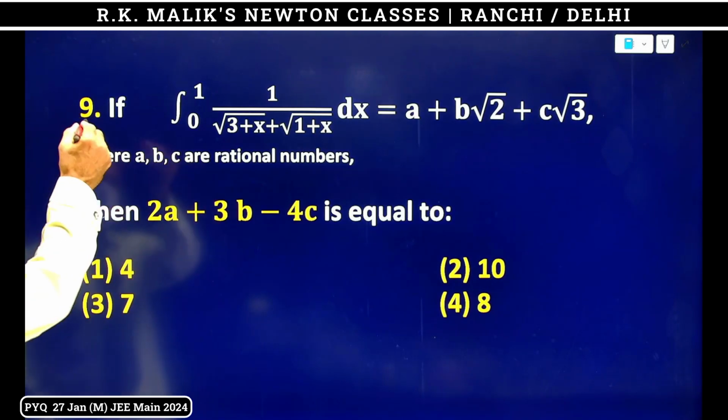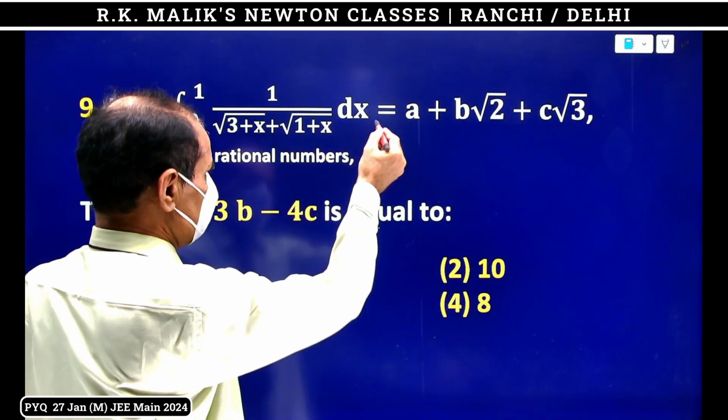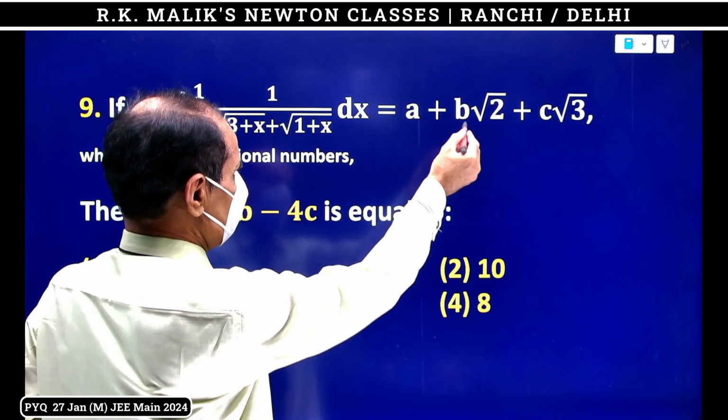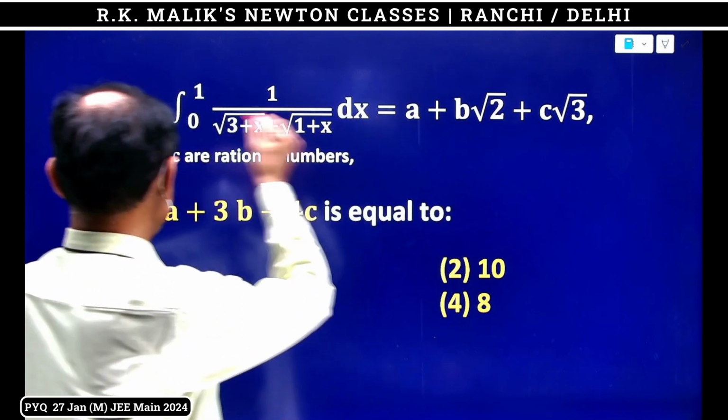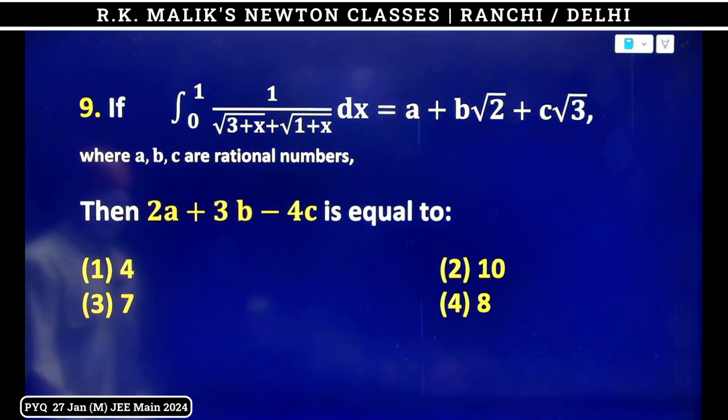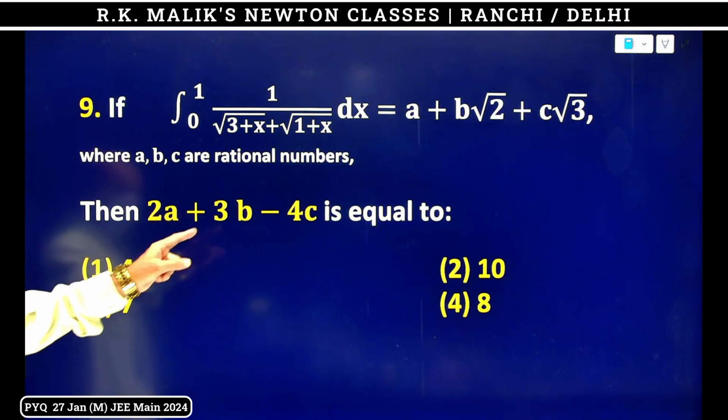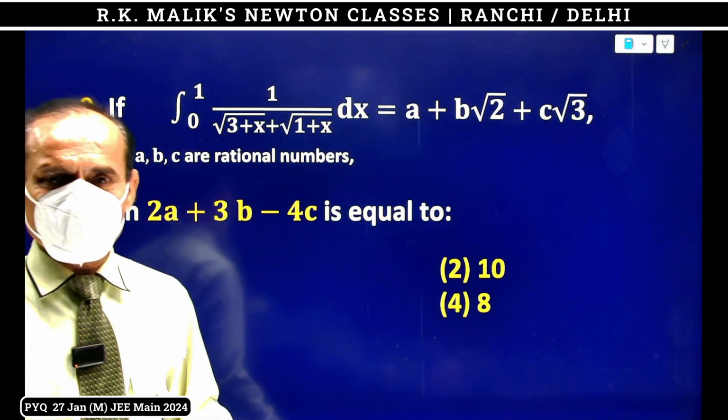इस क्वेश्चन में कहा गया है if the value of this definite integral is equal to a plus b root 2 plus c root 3 and a, b, c are rational numbers given to you, then 2a plus 3b minus 4c is equal to, you have to find the correct choice.